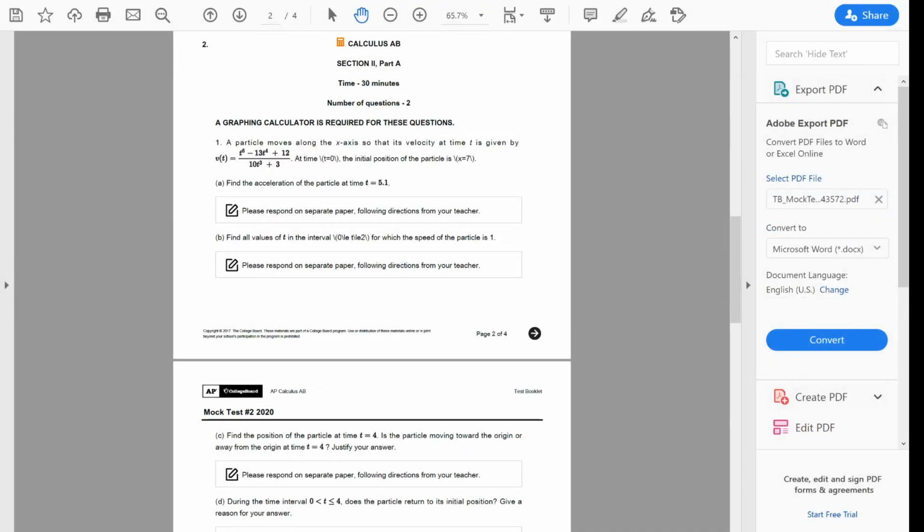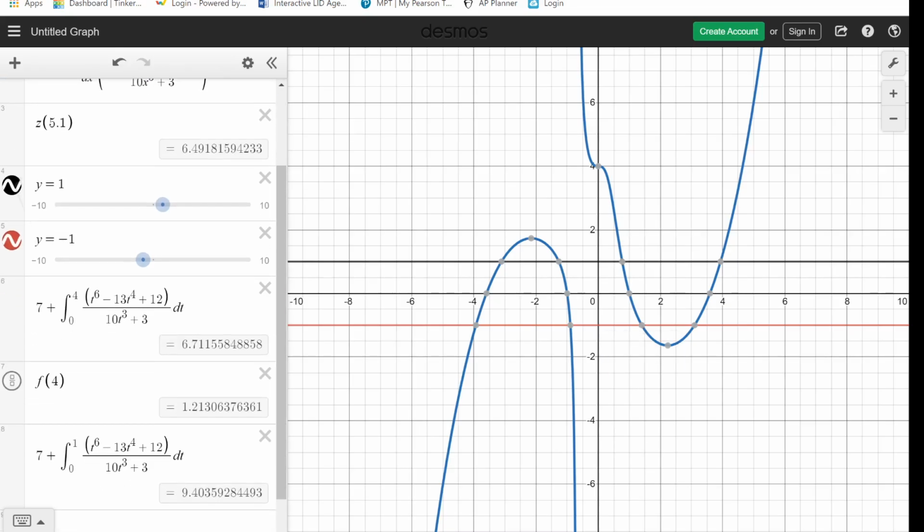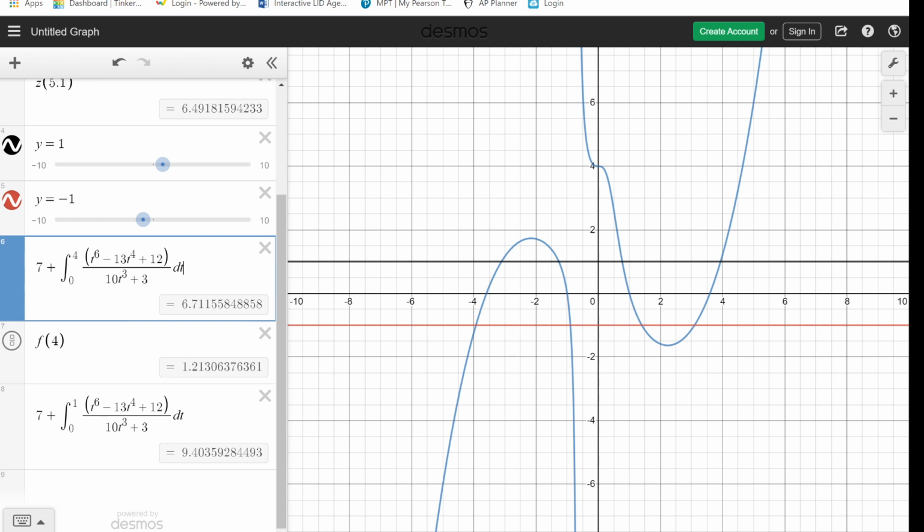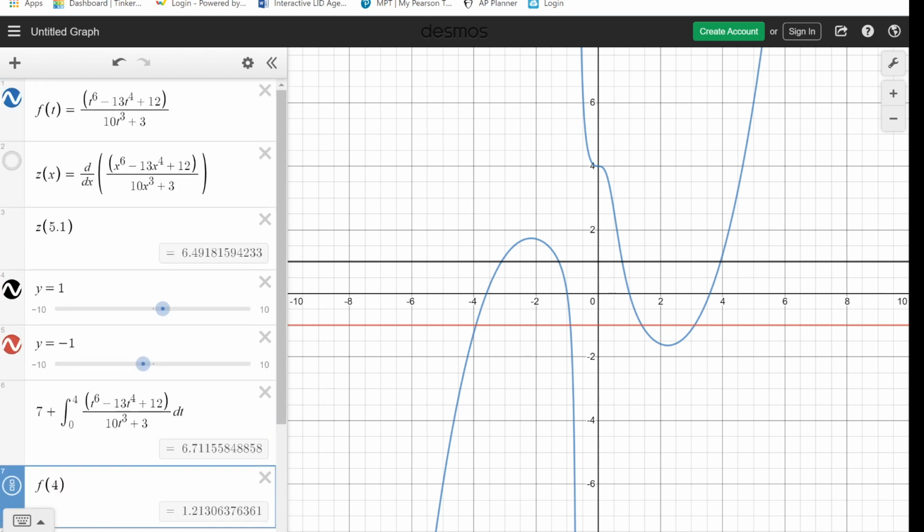So what I did was I went to my calculator, and I just typed in 7 plus the integral from 0 to 4 of my velocity equation given in the question. And if you do that, you get that the position now is 6.712. And thankfully, getting that position was 3 of the 4 points in this question. But the last part of the question was to plug 4 into the velocity equation, so that's what I did here. I just plugged 4 into my velocity equation.